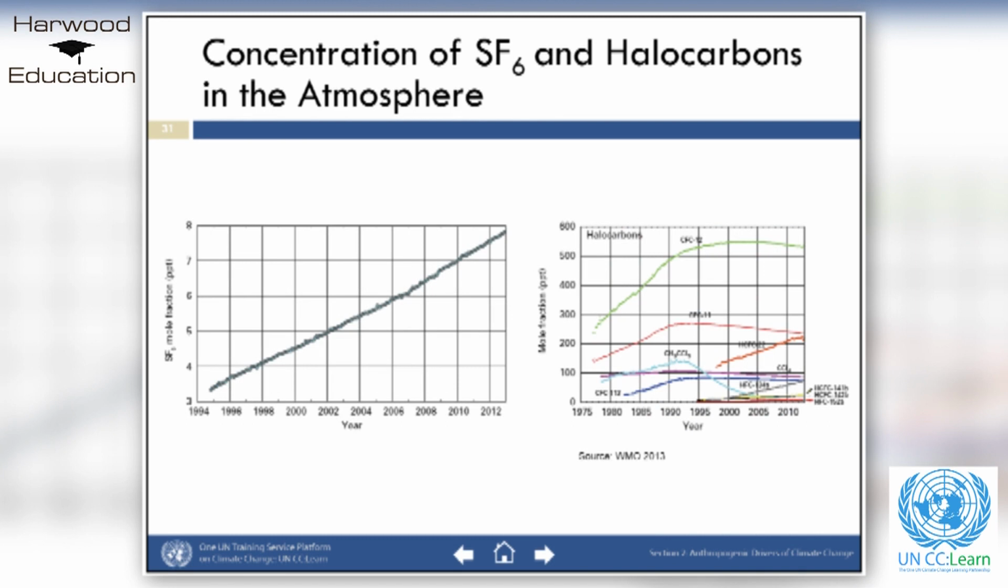This slide shows the evolution of atmospheric concentrations of sulfur hexafluoride, SF6, the graph on the left, and numerous CFC and F gases, the graph on the right. Concentrations of CFCs, which are controlled by the Montreal Protocol, are in decline. However, hydrochlorofluorocarbons, HCFCs, and hydrofluorocarbons, HFCs, which are also potent greenhouse gases, are increasing at relatively rapid rates.